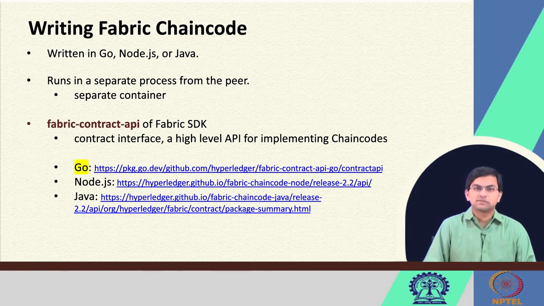So, these smart contracts or chain codes when deployed run in a separate process from the peer. When we deploy the chain code, it will be deployed in each peer. So, each peer will have its own copy of the chain code, and these peers will be running them as separate processes. We will be using the Go programming language for this particular tutorial. However, you can use the Fabric contract API of the Hyperledger Fabric SDK from any of these languages. In Go, Node.js and Java, this particular SDK is available.